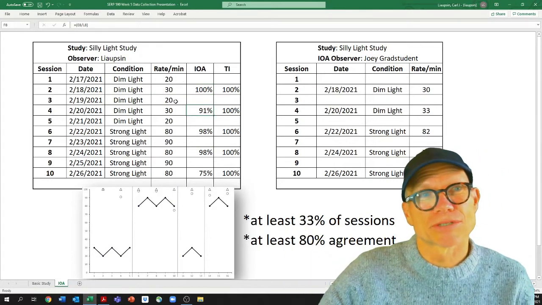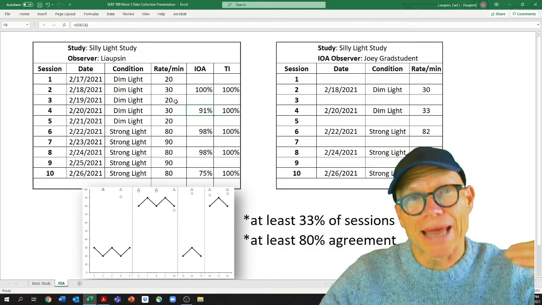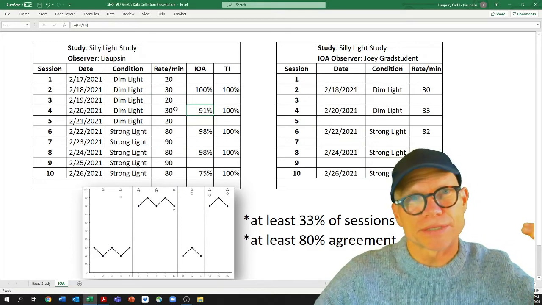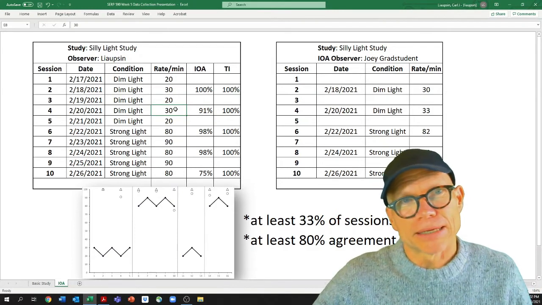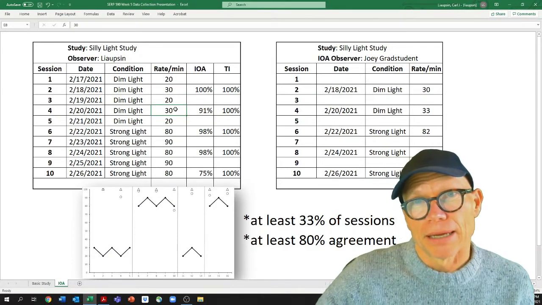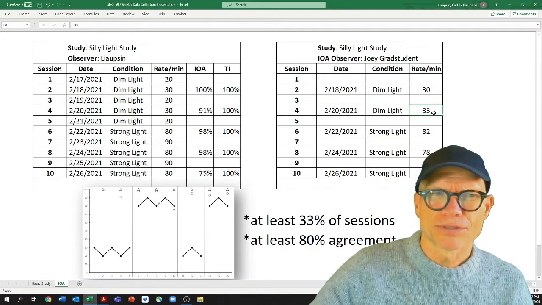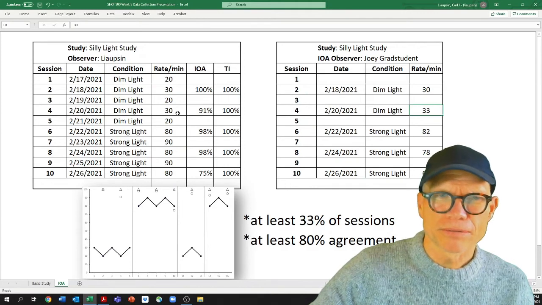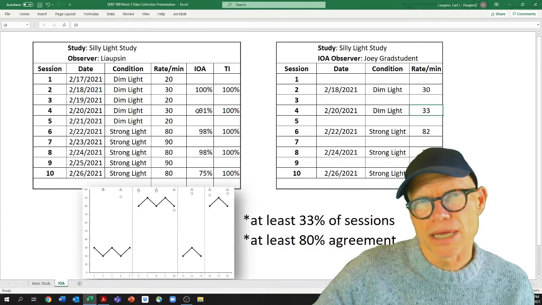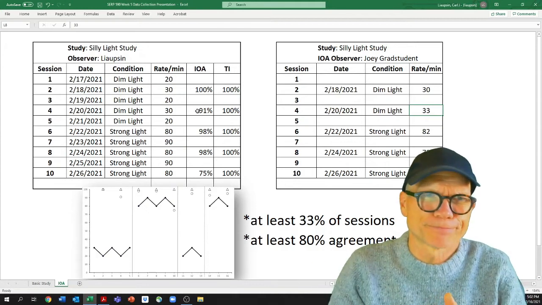We go another session without any interobserver agreement happening, or no observer coming in. We get to session 4. I rate it as 30 words per minute. Joey, grad student, calculates that the student read 33 words per minute. If you divide 30 by 33 and times it by 100, you get 91%. So it was 91% overall agreement. Okay.